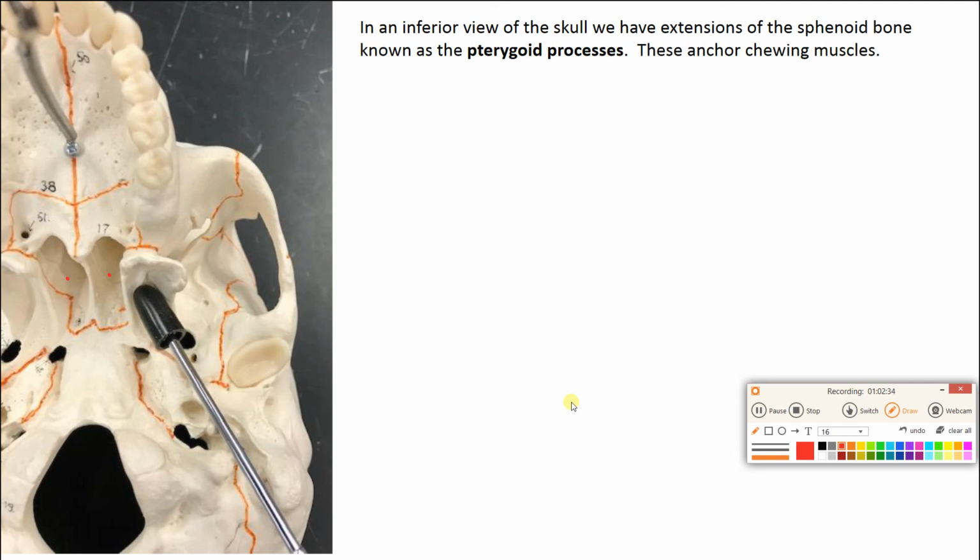All right, if we find those holes, next to those holes we have pterygoid processes, okay? So find those back nose holes. Back nose holes, pterygoid processes. Beautiful.